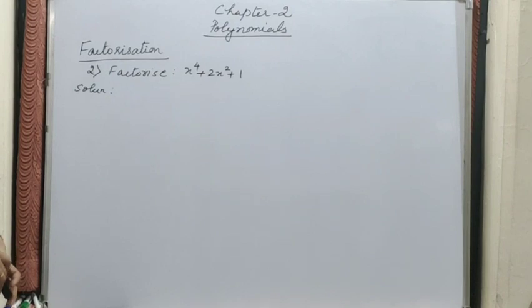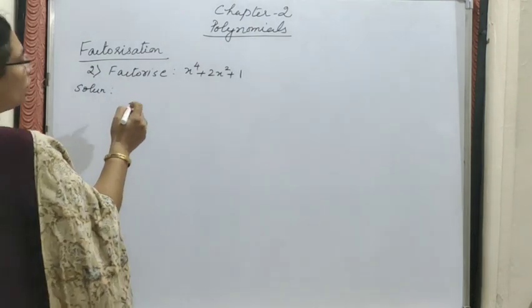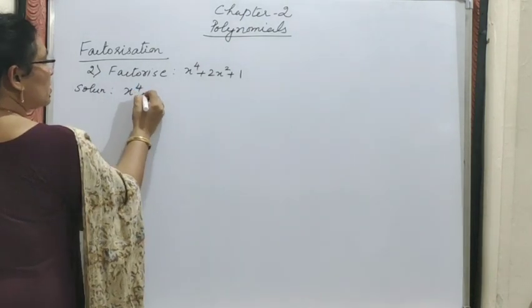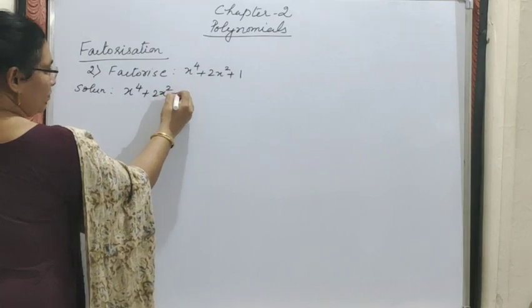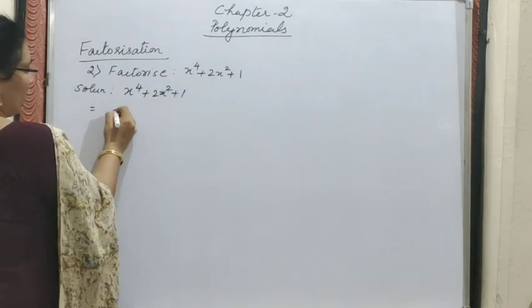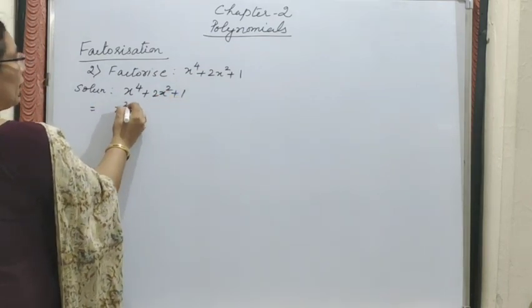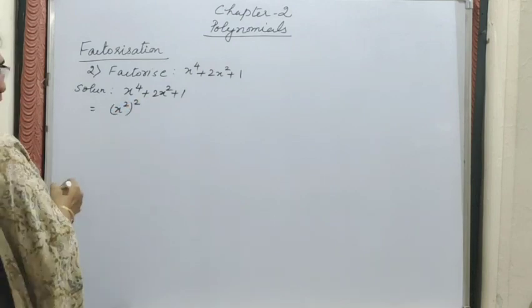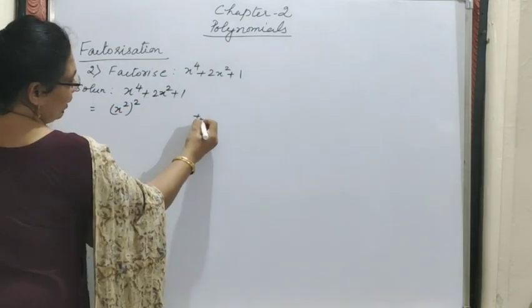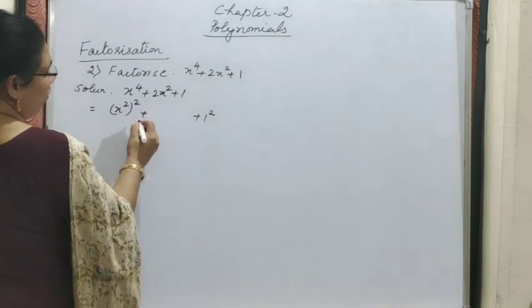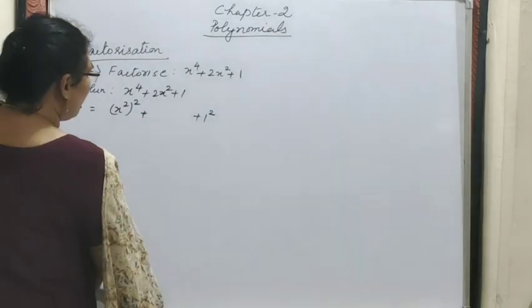Second question, factorize x raised to 4 plus 2x square plus 1. So again, in a similar pattern, we have to think about what our first term and what our last term is. So we write that x raised to 4 can be written as x square whole square, right? Plus 1 can be written as 1 square. Now, without considering the middle term.